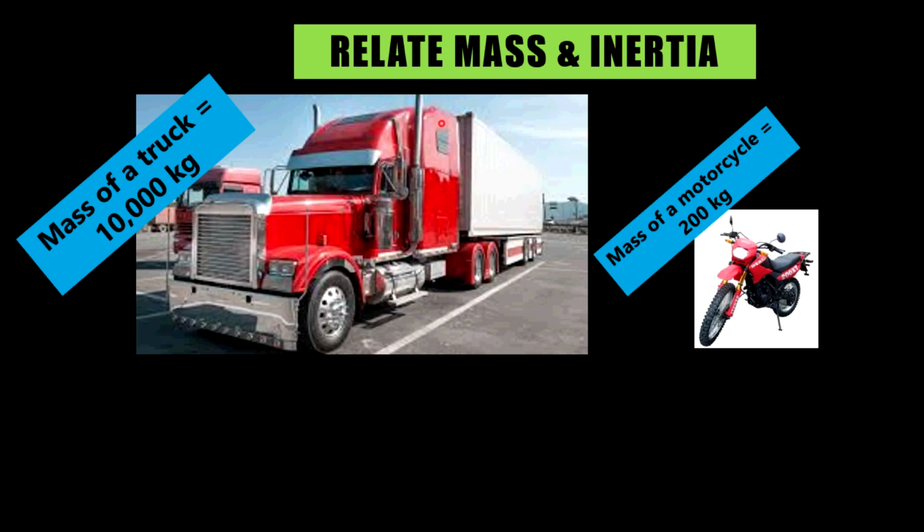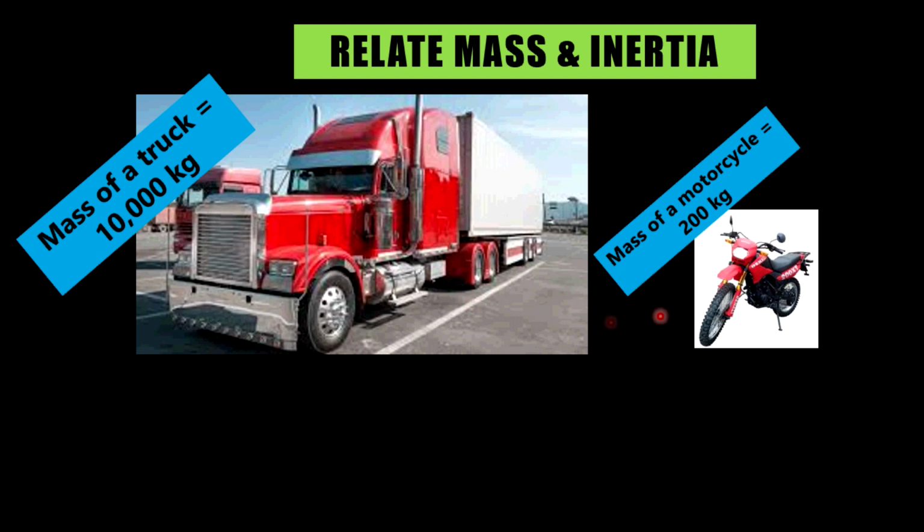What is the relationship between mass and inertia? Look at these two diagrams. Here is a truck with a mass of 10,000 kilograms and a motorbike with a mass of 200 kilograms. If both vehicles are at a starting point and start moving suddenly, which one do you think is harder to move? Yes, the truck will be harder to move. The motorcycle can move faster.